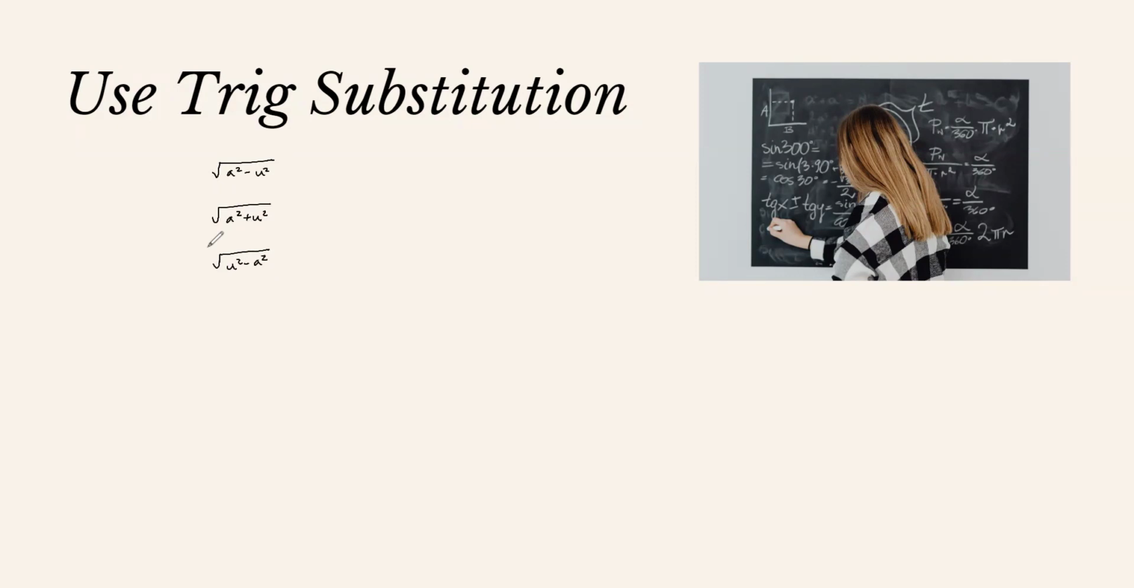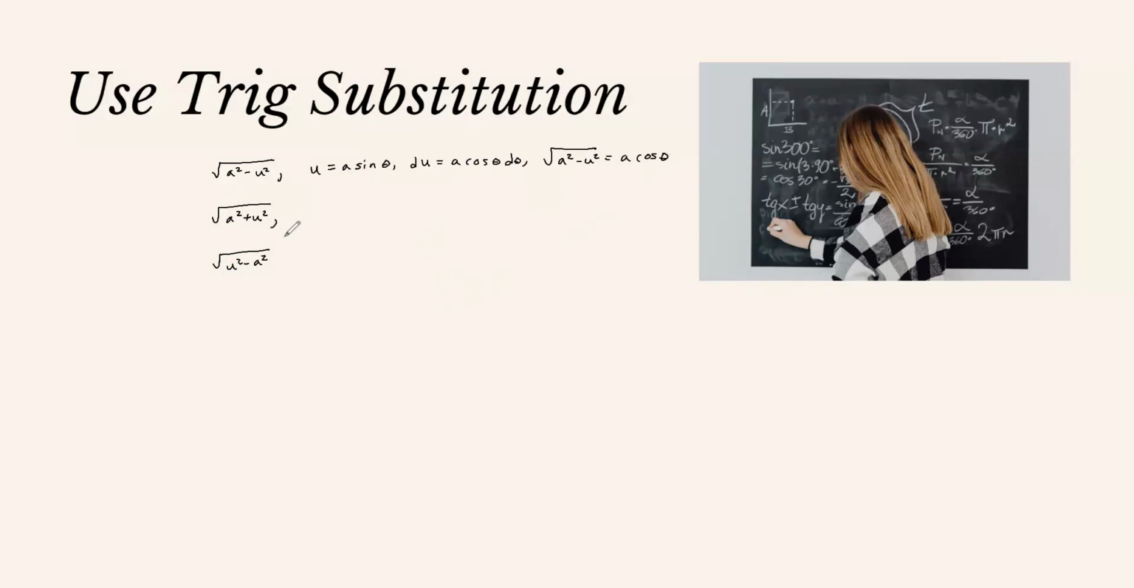Here, a just represents some number, like 1, 7, or even 100,000. Our u is a function, like x, 3x squared, etc. If you were to have the square root of a squared minus u squared in your integral, you'd want to use the substitution u equals a sine of theta. Accordingly, you'd end up with du equal to a cosine of theta d theta. Thanks to that substitution, your square root, a squared minus u squared, would reduce down to a cosine of theta.